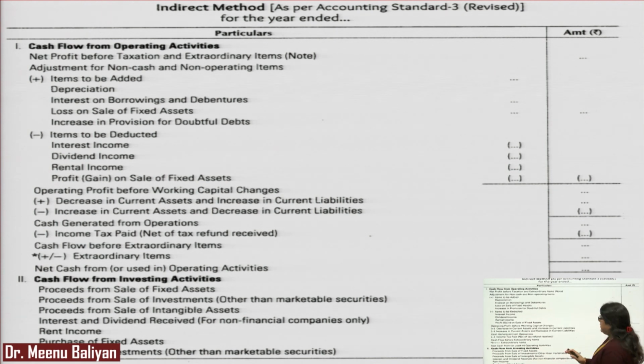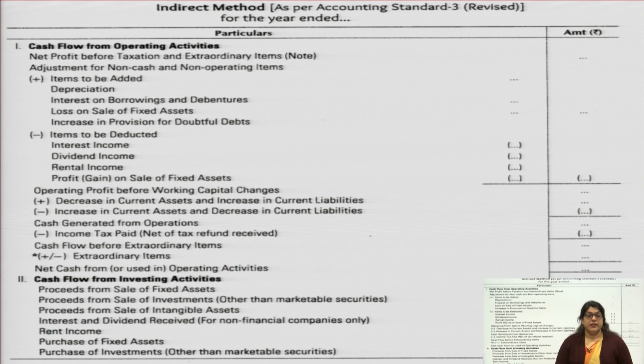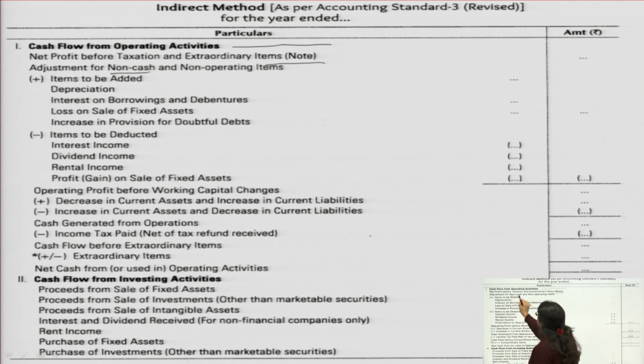In the direct method, what we do in the journal is consider all the payments and all the receipts, and we subtract them and find out the profit only. But when we are talking about the indirect method, the very first thing we are doing here is taking the cash from the operating activities. In this, we are taking the net profit before taxation and extraordinary items. So, the adjustment for non-cash and non-operating items is being given.